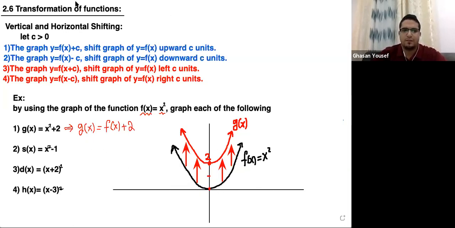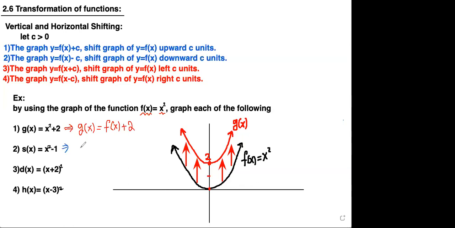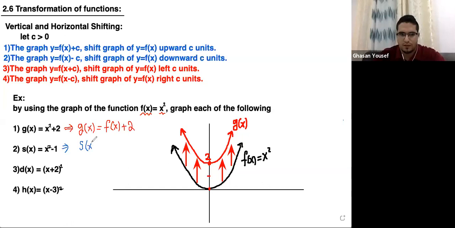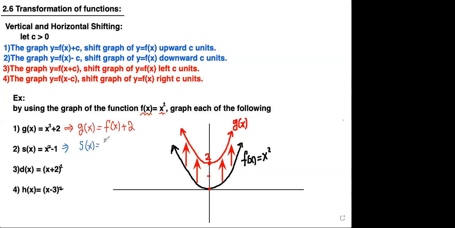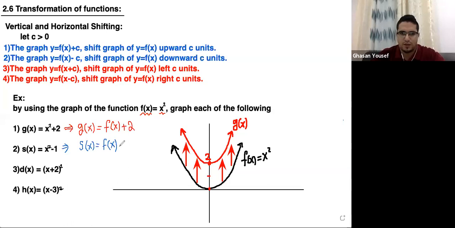Now for the second one, who will give me the idea for how we can graph the second one? Or who can rewrite this one and explain, like the first one, how we can shift and what is the original function and how we can shift it? Yes, go ahead, Anta. So we can write s of x equals f of x minus 1. Exactly. This is equal to f of x minus 1.